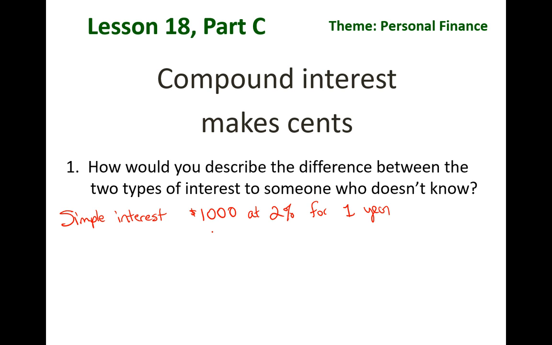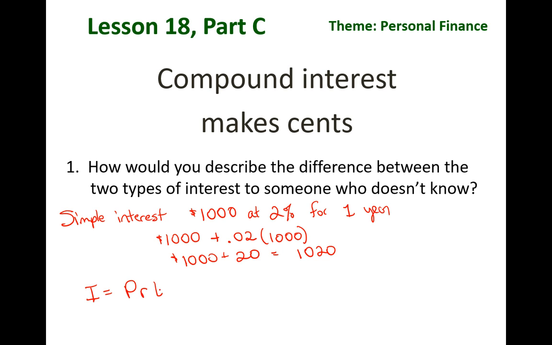After a year, you would have your original $1,000, plus you would have this 2% interest. So that's 2% times $1,000. You'd get $1,000 plus 20 more dollars, and you would have $1,020. You get $20 a year interest. In fact, the simple interest formula is that your interest is the principal amount times the rate times the time.